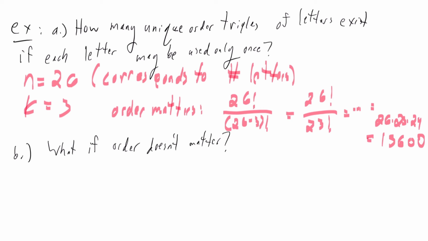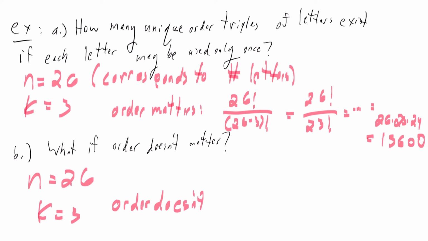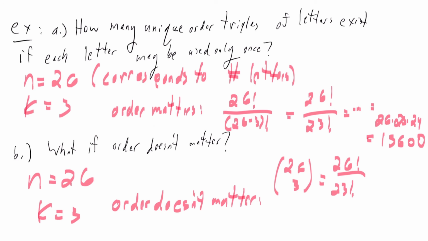Now we ask if order does not matter. Sorry, if order doesn't matter, I'll have fewer things. So here n is still 26, k is still 3. Then I'll get 26 choose 3, which is equal to 26 factorial over 23 factorial times 3 factorial. And after a bit of calculation, you get that it is 2600. So quite a difference depending on whether order matters or not.